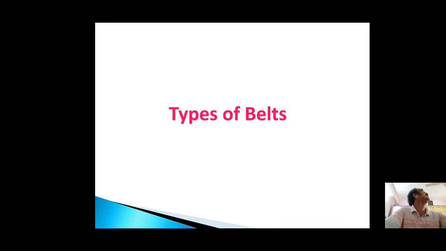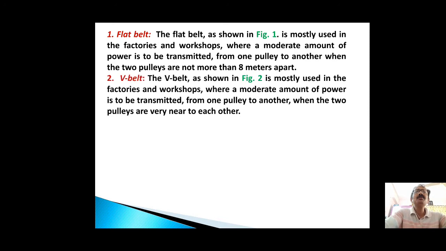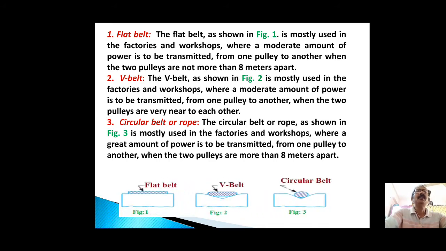Now the types of belts. So the types of belt: number 1, the flat belt; number 2, the V belt; and number 3, the circular belt or rope. Now flat belt. The flat belt, as shown in figure 1, is mostly used in factories and workshops where a moderate amount of power is to be transmitted from one pulley to another when the 2 pulleys are not more than 8 meters apart.